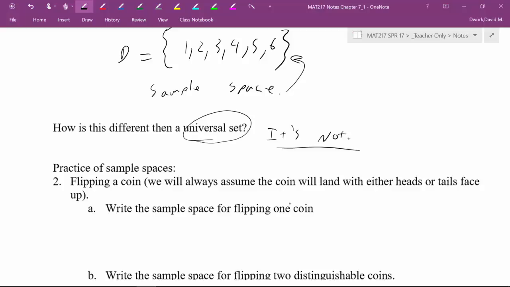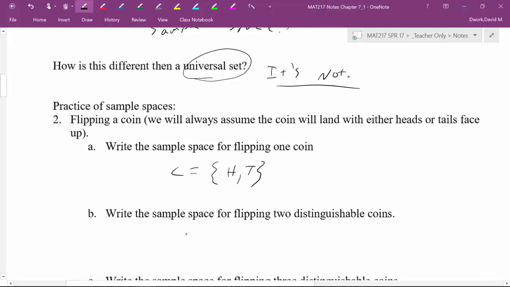Okay. Write the sample space for flipping one coin. All right, try it. Okay, hopefully you were able to do this, or you just said, "Wow, I'm not even going to bother trying it because I got this." What are the possible events? Well, you can either get a heads or a tails, right?